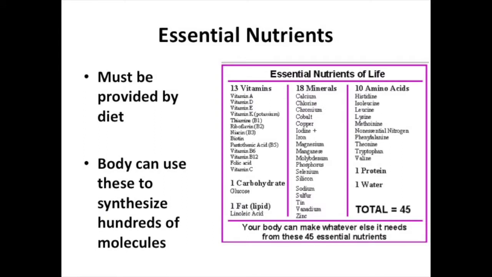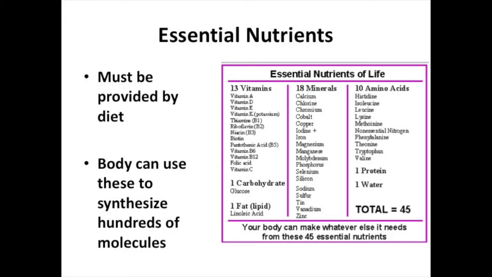Some nutrients are what are considered essential. These are things that our body is not capable of making and things that we must get from the food that we eat. You'll notice there's quite a list here: 13 vitamins, 1 carb, 1 fat, 18 minerals, 10 amino acids, 1 protein, 1 water. With those 45 different components on the table on this slide, your body can make anything else that it needs.